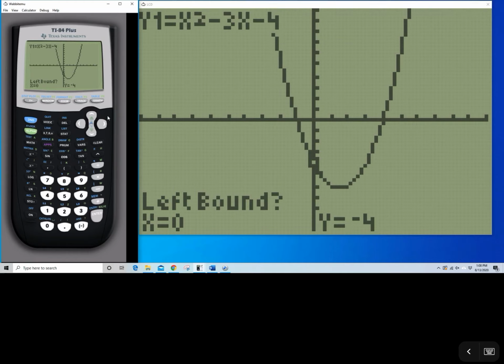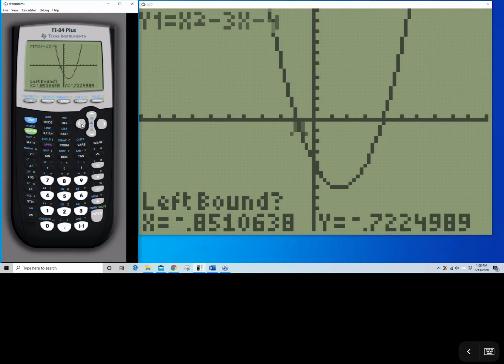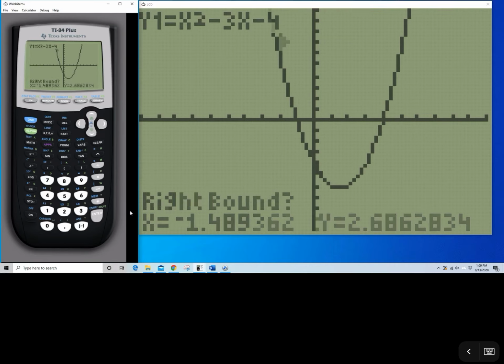Okay, I am now on step number 3 on the notes page. It says move the cursor to the left side of the first x-intercept and press enter. Okay, so the first x-intercept would be right here. So I'm just going to press this left arrow button, and as I do it, it's moving the cursor to the left. You just want to move it so that you're confident that that cursor is sitting to the left of where the x-intercept is. When you're confident, you're then going to press the enter button.